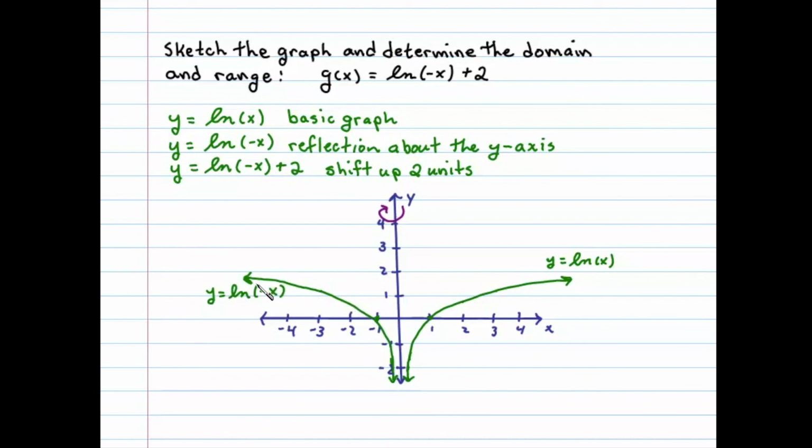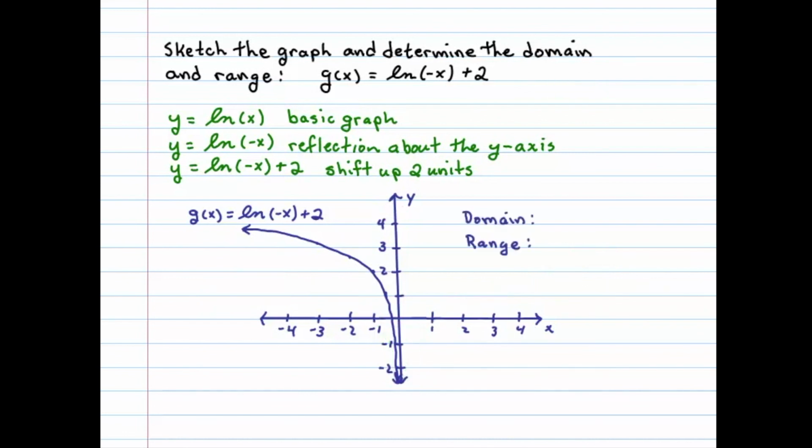And then we can obtain our final graph, g, if we shift this up 2 units. And so doing that, here we have a rough sketch of the graph of g. Next, let's use that to determine the domain and range.